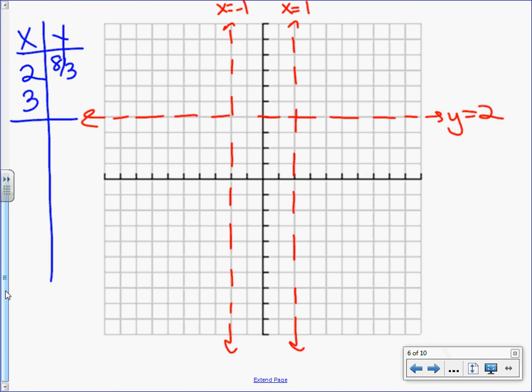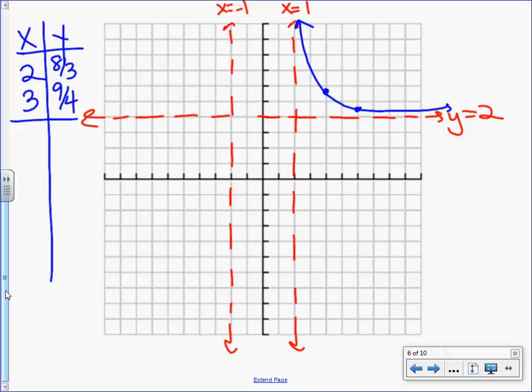Wouldn't it be 18/8? Okay, which I'm going to simplify to 9/4. Is that all right? So at 2, we're at 8/3, and at 3, we're at 9/4. There's that curve.